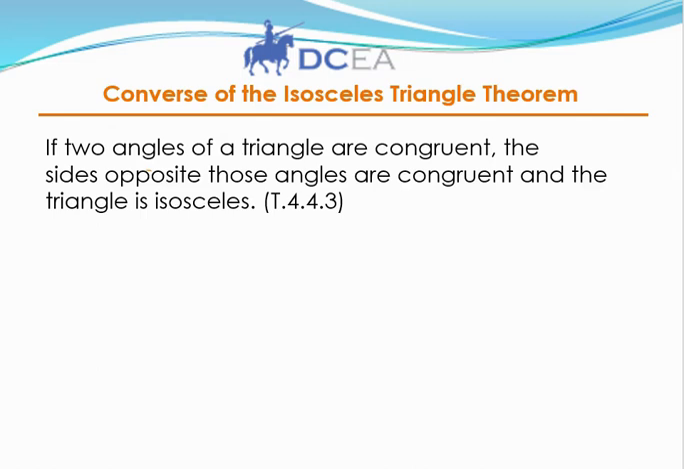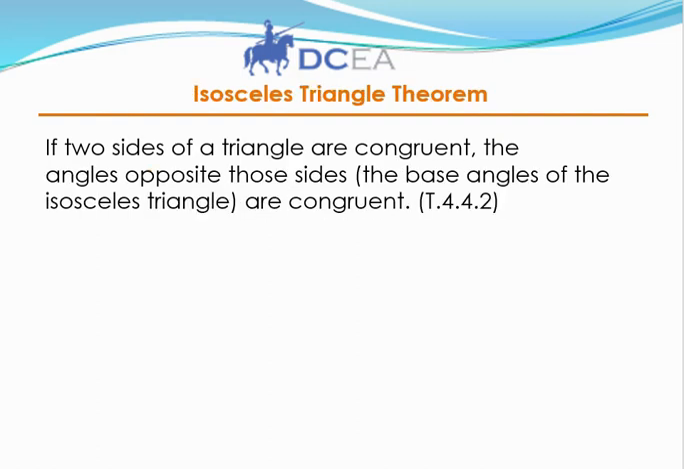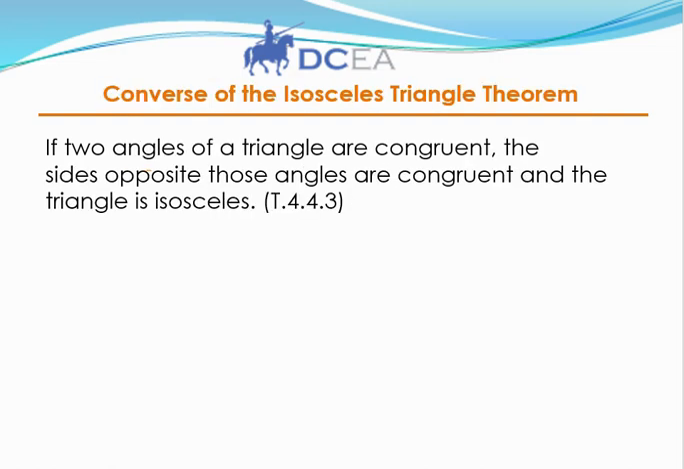Now there's a converse of that theorem, and this states if two angles of a triangle are congruent, the sides opposite those angles are congruent, and the triangle is isosceles. So the previous theorem stated the two sides and then the angles. The converse states the two angles and then the sides.